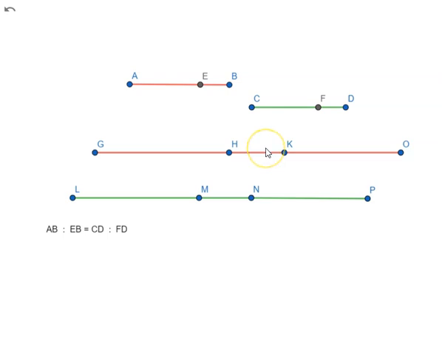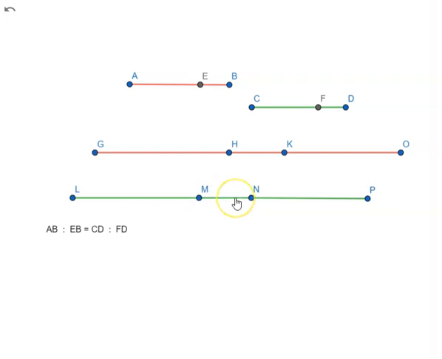GH and HK are equimultiples of AE and EB. So, which means we can say that GH and HK are equimultiples of AE and AB. This is based on proposition 5.1. GH and LM are equimultiples of AE and CF. So we can say GK and LM are equimultiples of AB and CF.